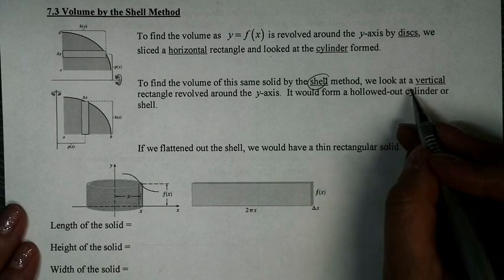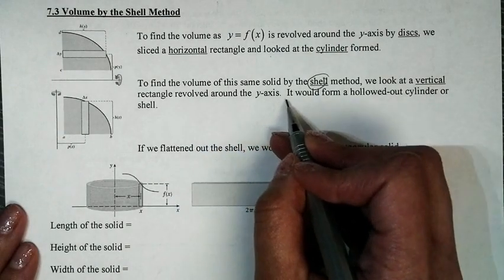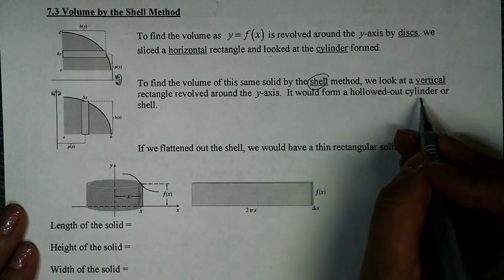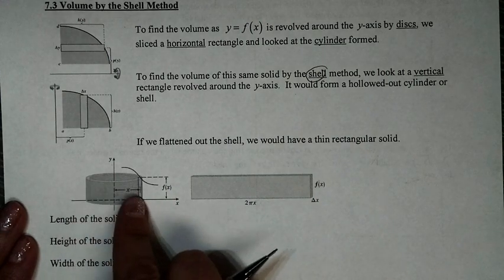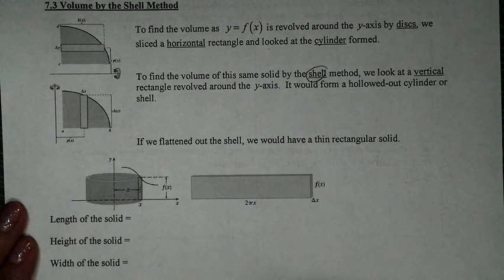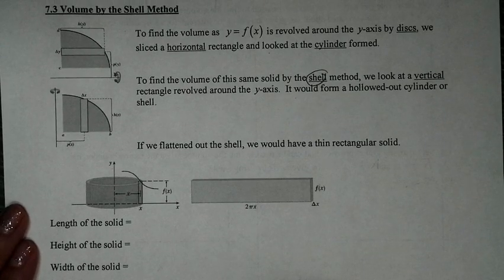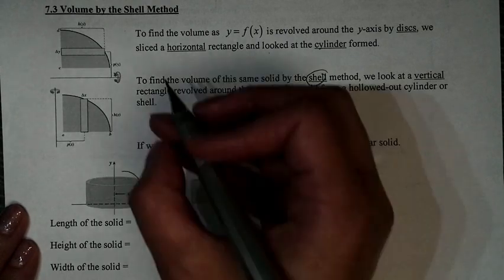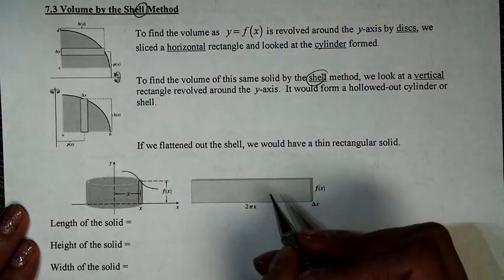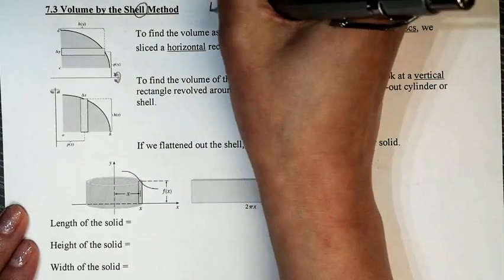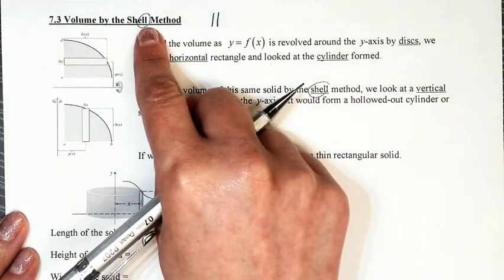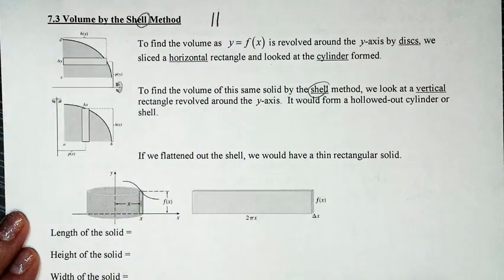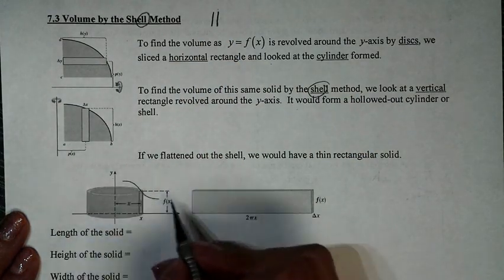We're going to look at a vertical rectangle revolved around the y-axis. This would form a hollowed-out cylinder, or what we call a shell. I'm showing you here the situation of the shell. Please remember that when we were doing discs or washers, your representative rectangle was perpendicular to the axis of rotation. Here, your representative rectangle is going to be parallel, and I'm indicating the shell because that should remind you of the parallel symbol that you learned back in geometry. So when you see the shell, the representative rectangle is going to be parallel to the axis of rotation, or axis of revolution.